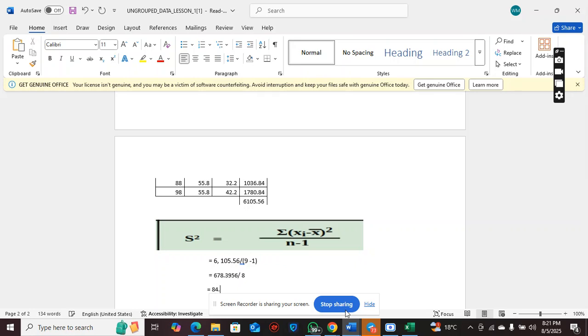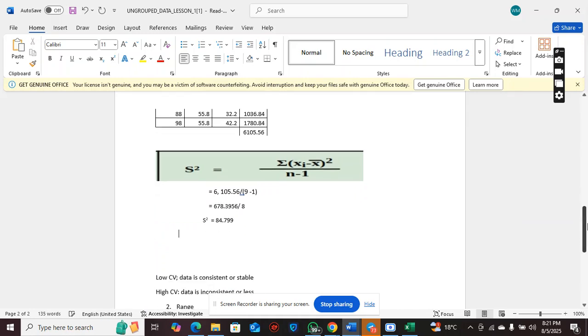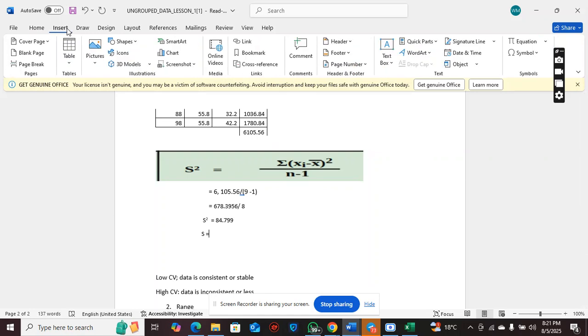The variance is just the standard deviation squared. So we need to get the standard deviation. This S squared represents variance. So now you want to get the value of S, so you take the square root of both sides. The square root of S squared is S, then you say the square root of 84.79.